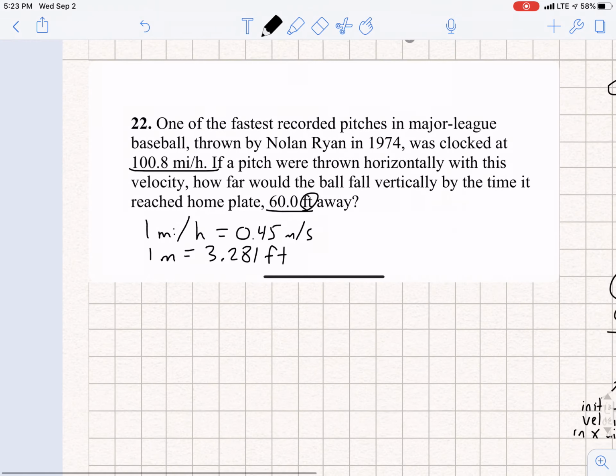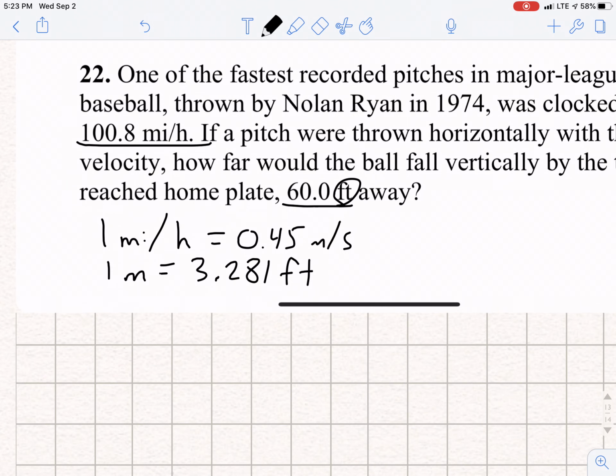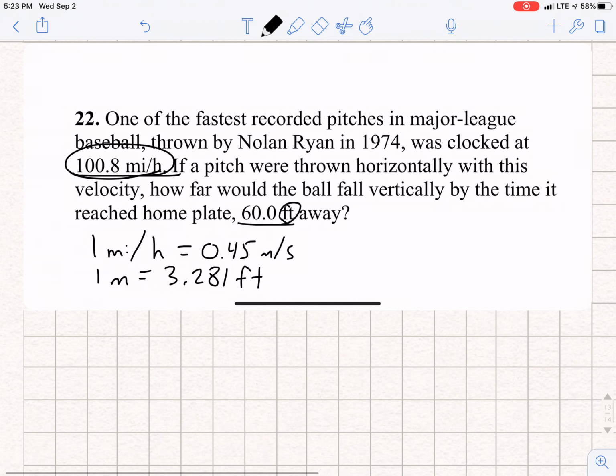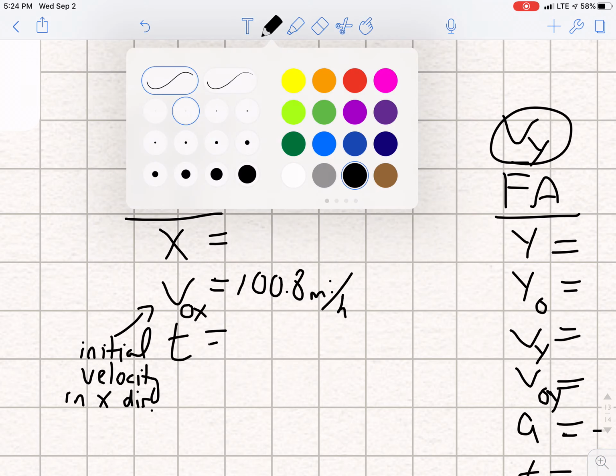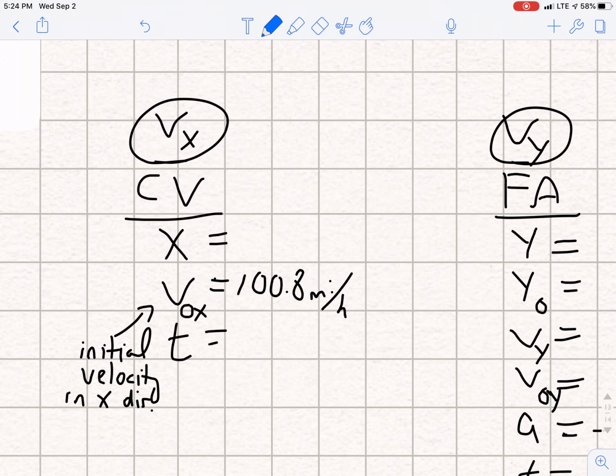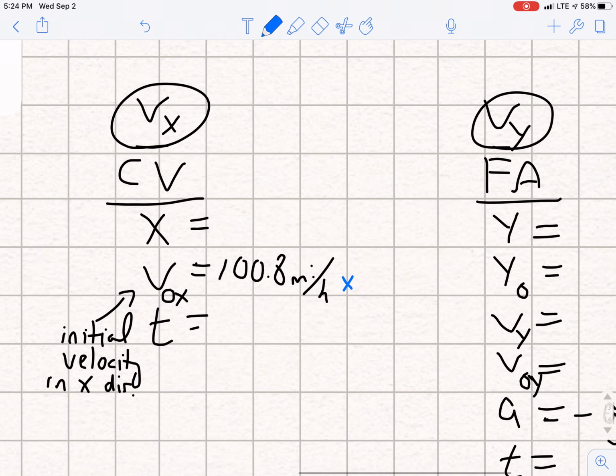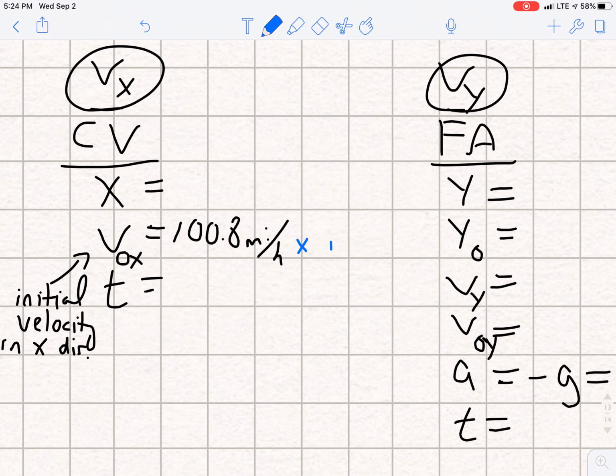So that might be the first thing I do: I'm going to take a look at this right here, and this has a value. That's my speed. Now, it's thrown horizontally, so this is going to be my V naught X. So my V naught X is 100.8 miles per hour. However, we're going to multiply this by a conversion factor. We know that in 1 mile per hour, there are 0.45 meters per second.